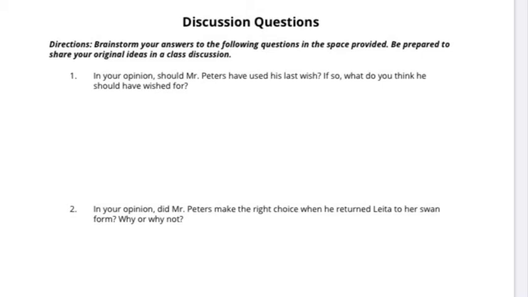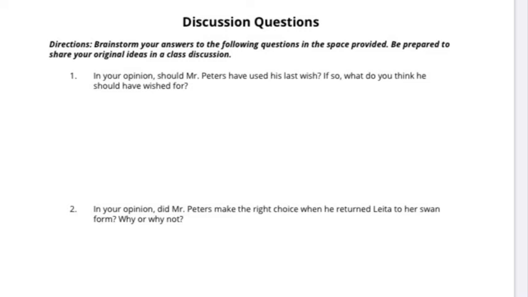Now, these are your original ideas, a lot of them, so it's your opinion. But you want to use your text to support that opinion. So number 1 says, in your opinion, should Mr. Peters have used his last wish? If so, what do you think he should have wished for? This question has two parts, and so you need to answer both parts.